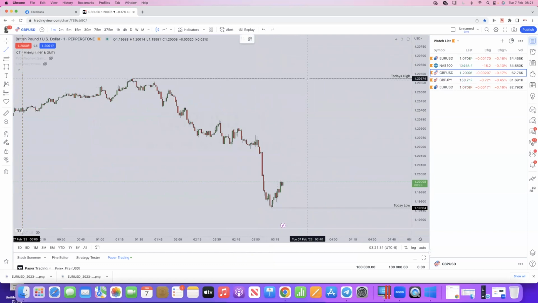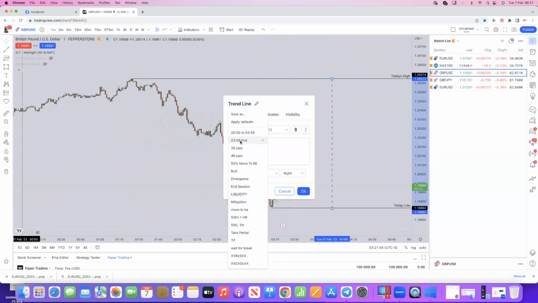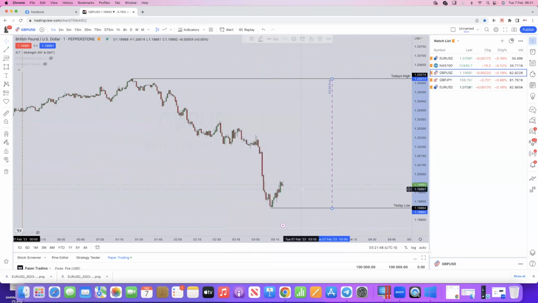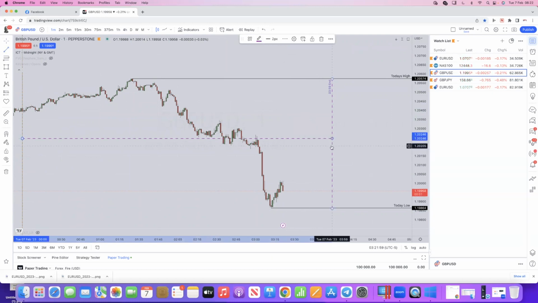Get the trend line, we'll go to 3:59. That is 1 minute before the official London Open. So again, 3:59 end, as it shows on here. And then we'll do the same from the midnight of the new day, New York time, right the way to 3:59.